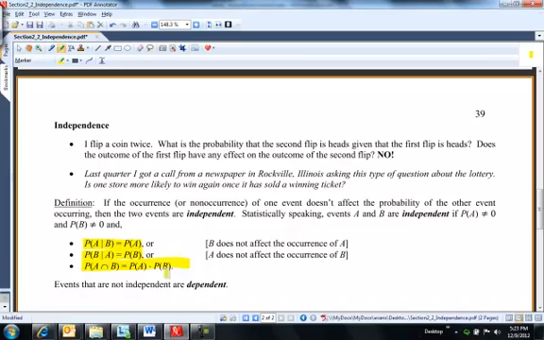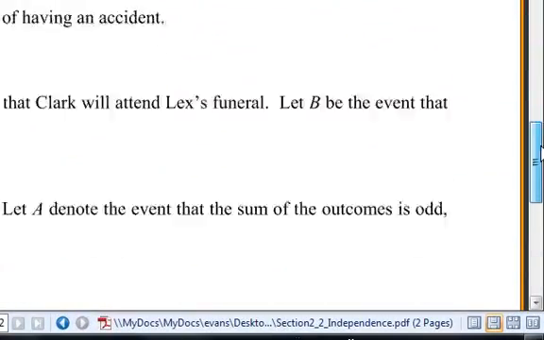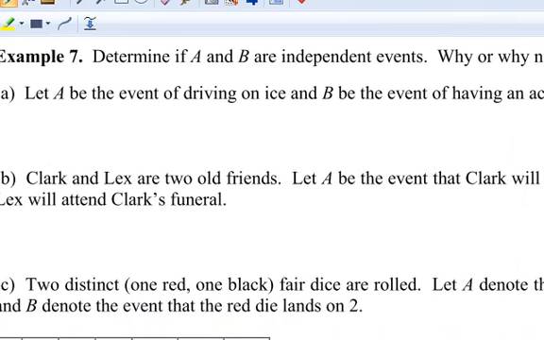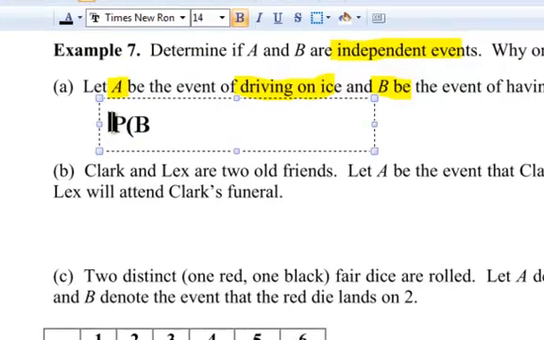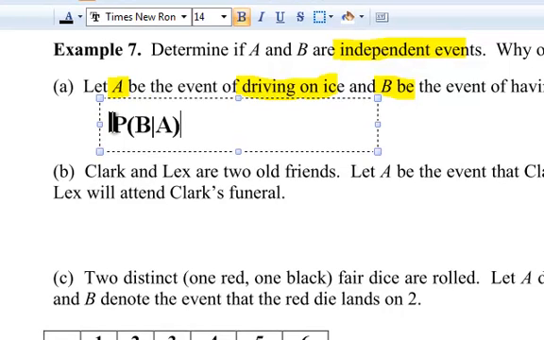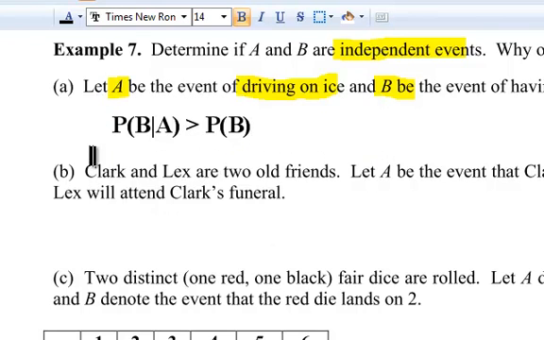If you don't have independence, you have dependence. Okay, so determine if A and B are independent events in the following. Let A be the event of driving on ice, and B be the event of an accident. I definitely know the probability of B given A, that's the probability of an accident given you're driving on ice, is greater than the probability of just an accident. So since these are not the same, since probability B given A is bigger than probability B, I'd say they are dependent.